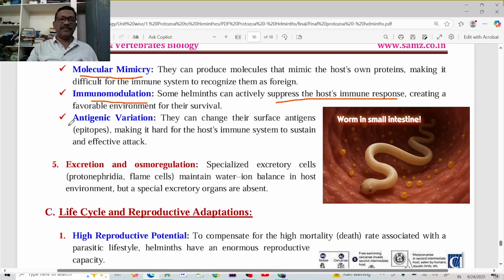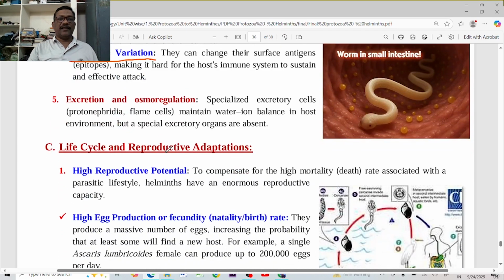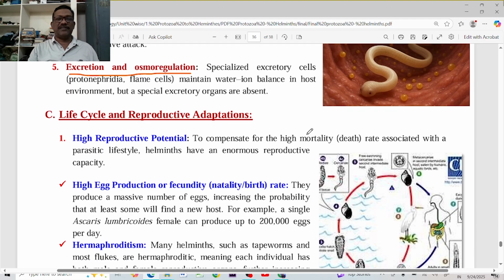And antigenic variation: those parasites which live in our body, the platyhelminthes and nematohelminthes, can change the epitope structure frequently. The antigen structure is changing, so the immune system of our body cannot recognize them specifically. Another adaptation is excretion and osmoregulation. Specialized excretory cells, protonephridia, flame cells and solenocytes are present in them to maintain the osmotic balance, water balance, and to eliminate the nitrogenous waste material.